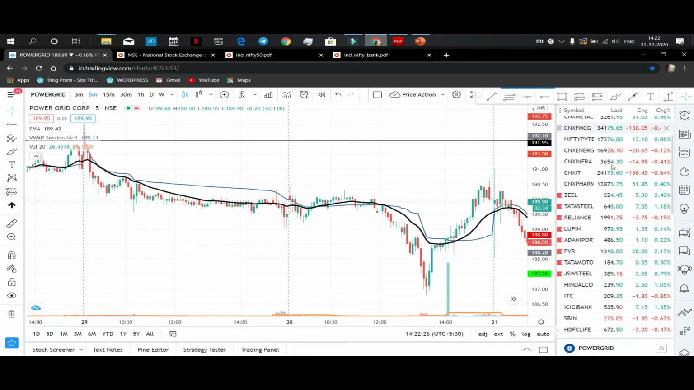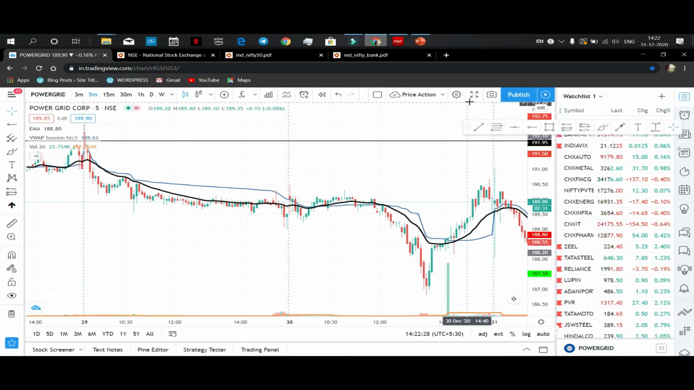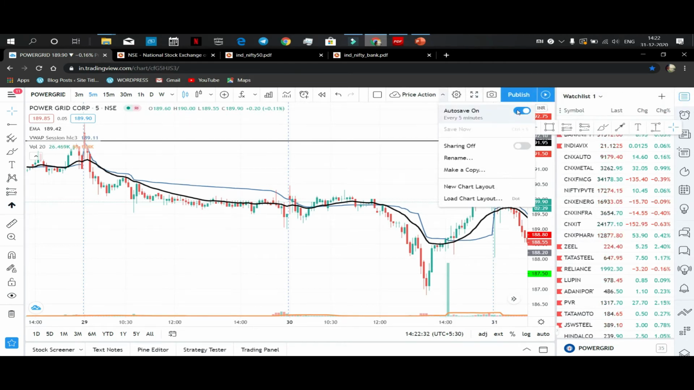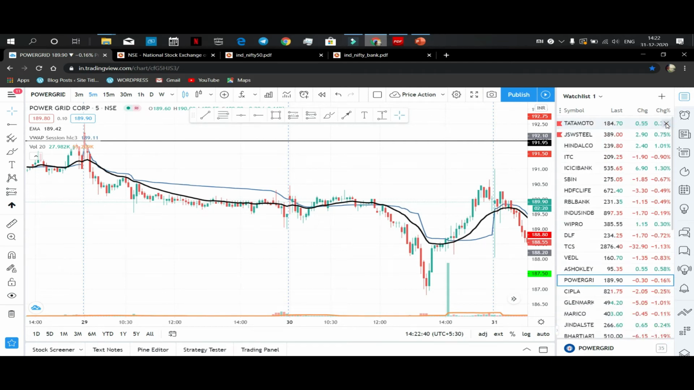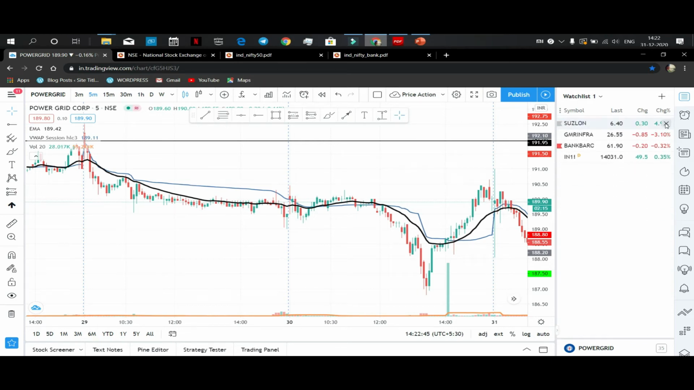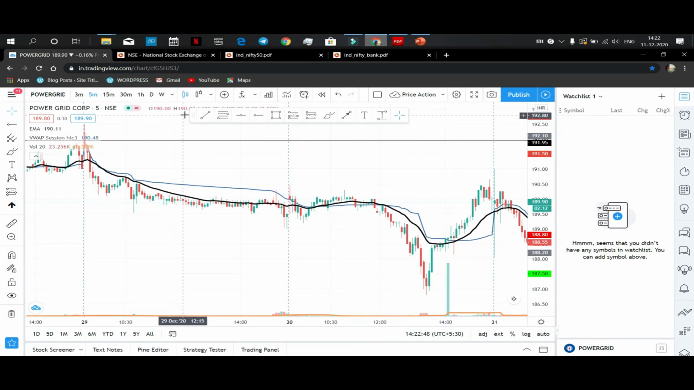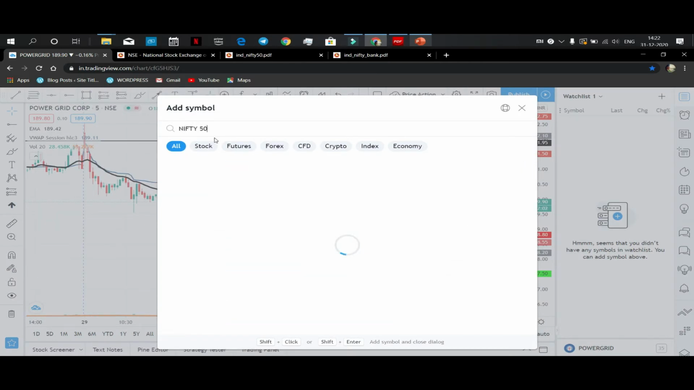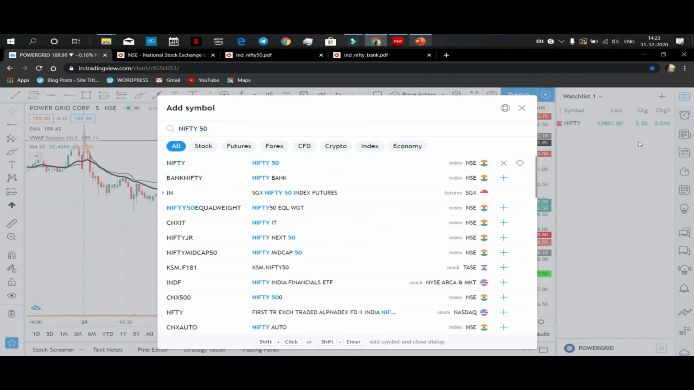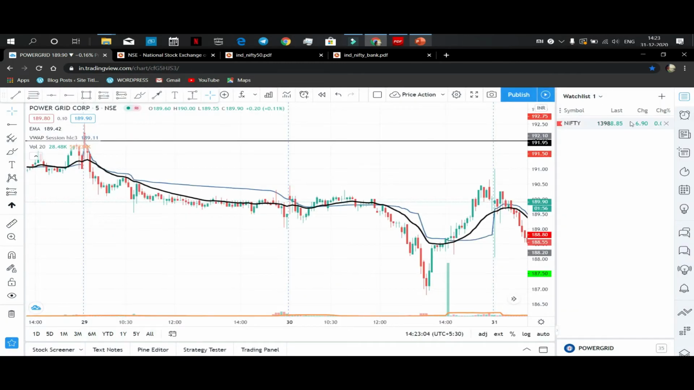So I've gone on my TradingView account, and I'll just turn off the auto saves. Okay, now I'll just remove every single item on my list. Okay, so now our watch list is empty. So how this works is that, first of all, you need to add the index of your country. Like I live in India, so Nifty 50 is the major index that I follow. So first of all, select the index of your country.